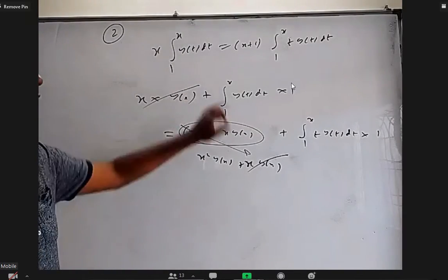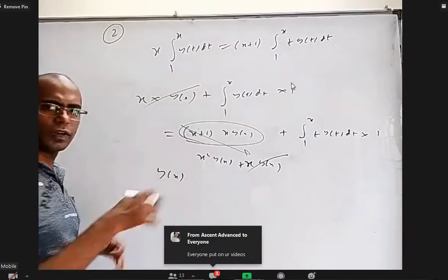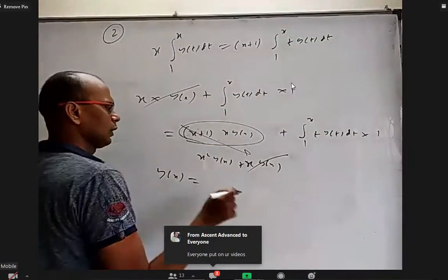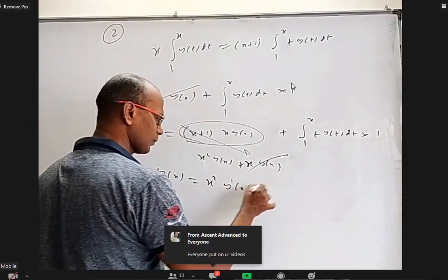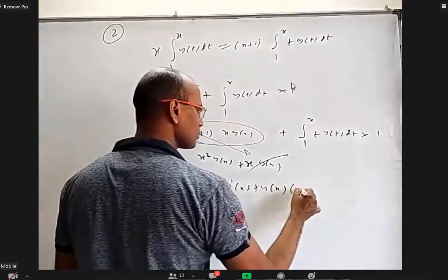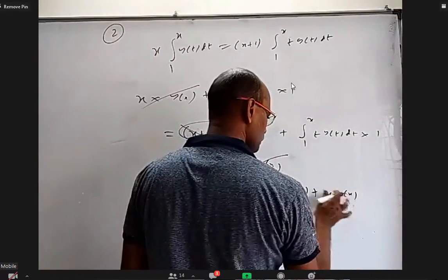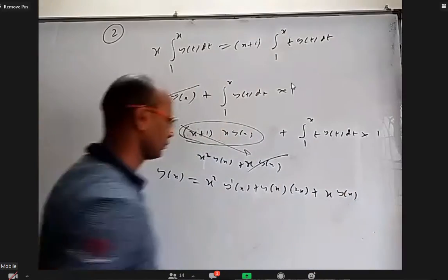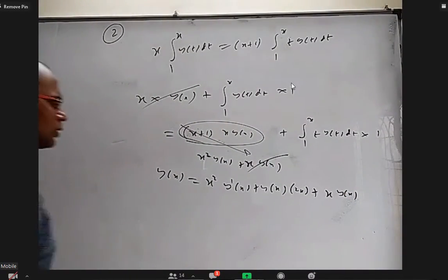So next time when I differentiate, what is the derivative of this? Simply, in the place of t you write x. That is the fundamental theorem. And here, the product rule: x square into the derivative of y(x) is y dash x, and y(x) into the derivative of x square is 2x. And the derivative of this is x y(x). Okay, that's it. We got a differential equation, and then we have to see how to solve this.